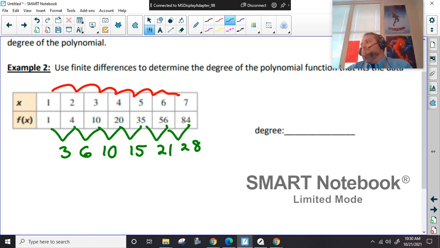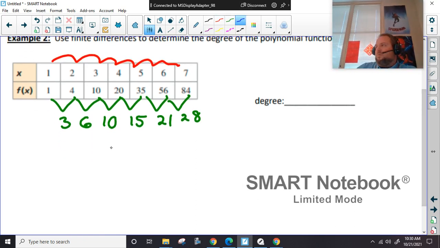None of them are the same. But they have to all be the same number all the way across. Okay. So we know it's not a first degree. All right. Because that would be linear. And why would we be studying linears when we're doing polynomials? We did this kind of, this is how we found it with quadratics.